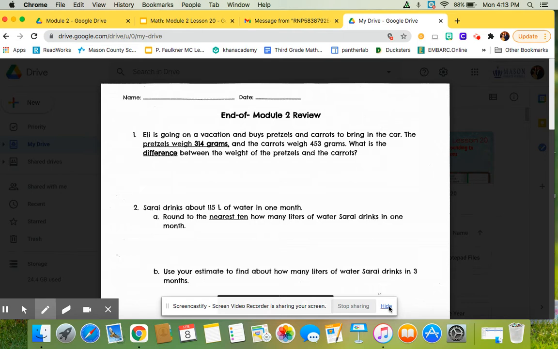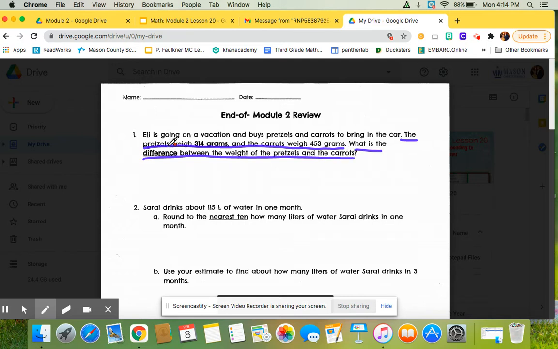So let's go ahead and look at number 1. It says Eli is going on a vacation and buys pretzels and carrots to bring in the car. The pretzels weigh 314 grams and the carrots weigh 453 grams. We want to know what is the difference between the weight of the pretzels and the carrots.